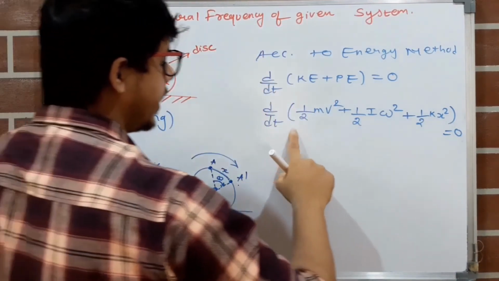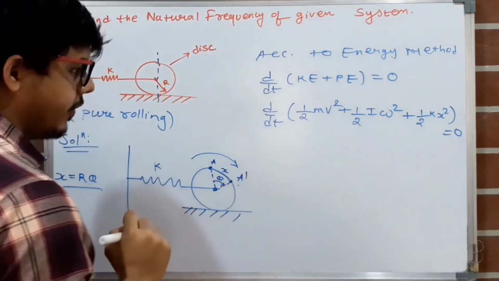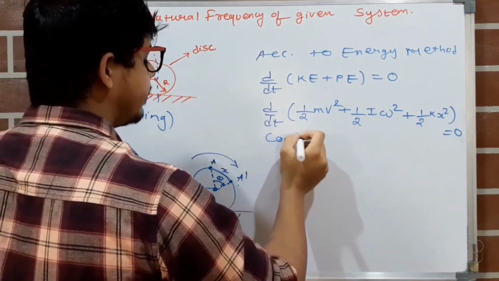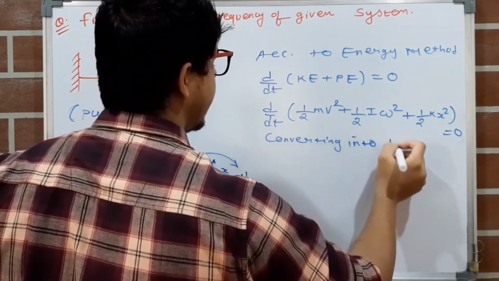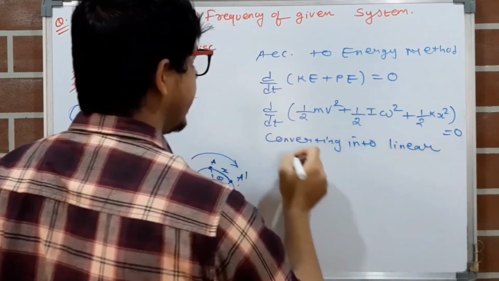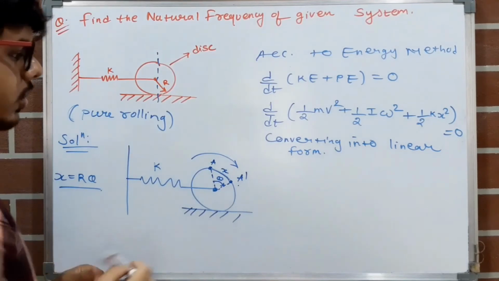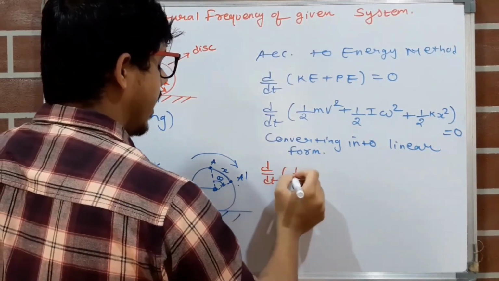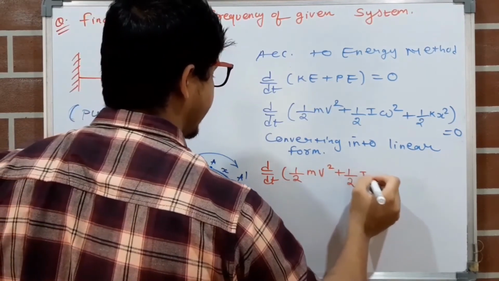So we have to convert the whole equation into either an angular form or a linear form. So we will convert it into a linear form. You can also convert into angular, not a big deal. So it will be d by dt of half m v square plus half I omega.